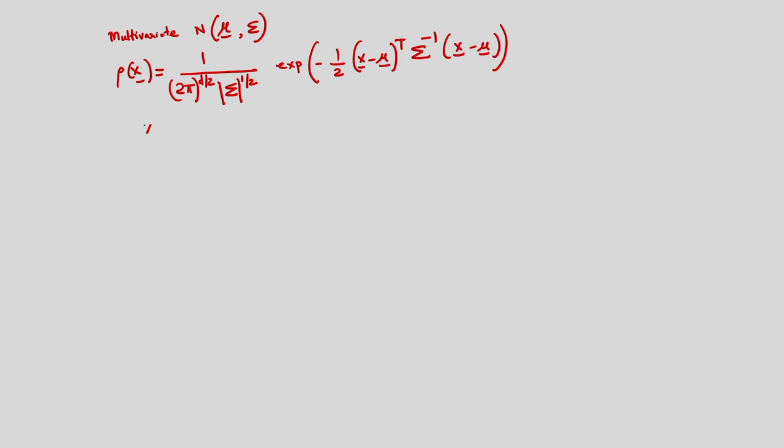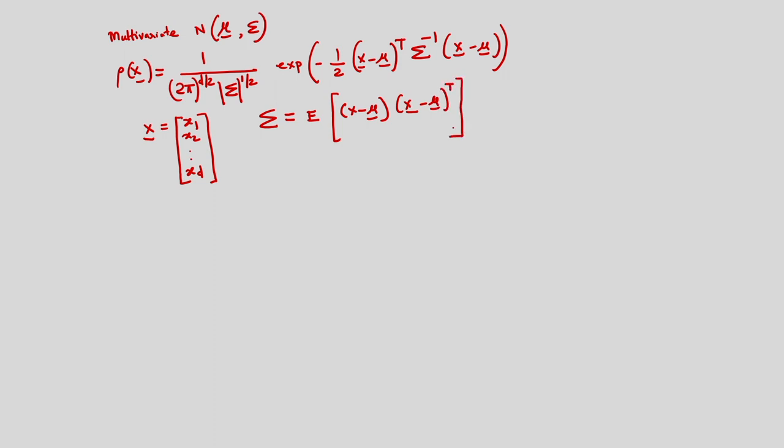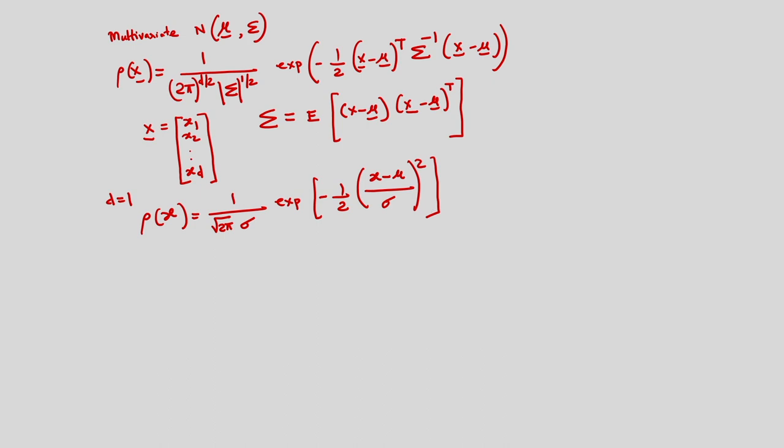Here we are considering a d-dimensional vector. The vector is x. This is the feature vector, the d-dimensional feature vector, and this is my covariance matrix, the expected value of x minus mu times x minus mu transpose. So this is my covariance matrix. If I consider d is equal to 1, this is not a vector, so x is a random variable, and corresponding to this I have the univariate density, and in this case I have two parameters. One is the mean, another one is the variance. In the case of the multivariate, I have two parameters. One is the mean vector, and another one is the covariance matrix.